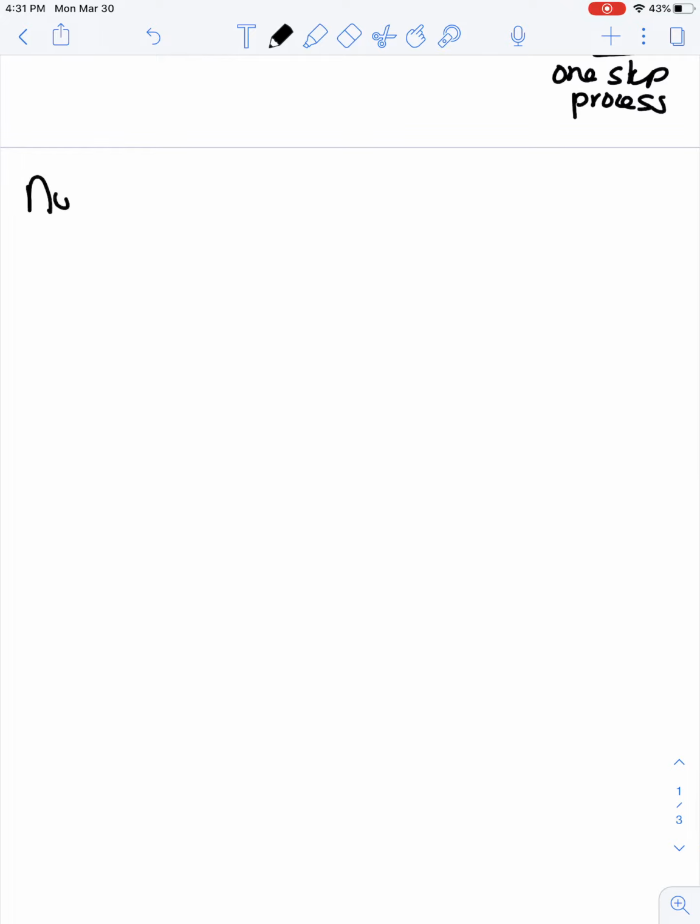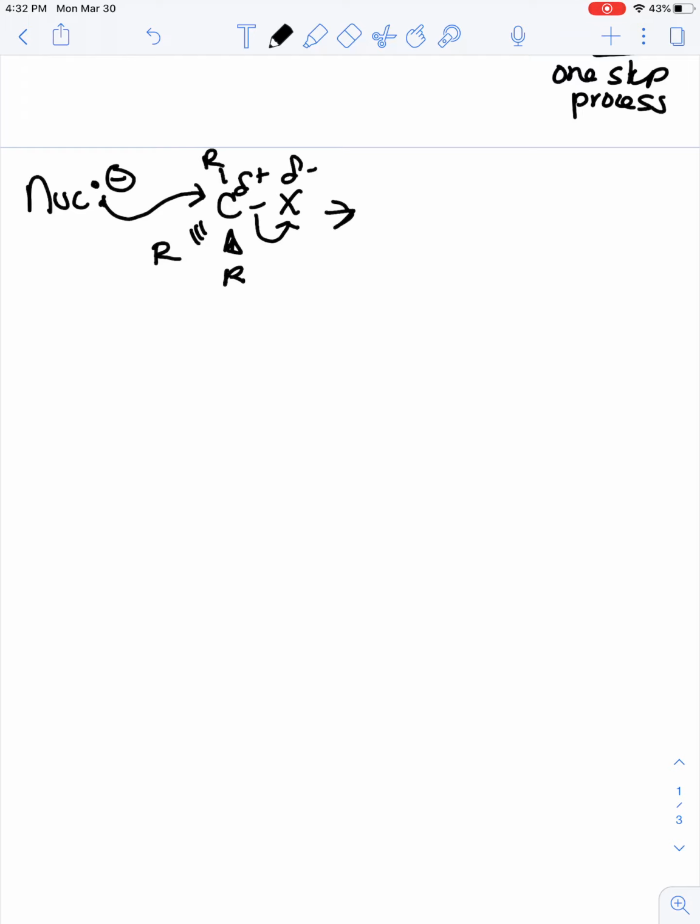So if we look at it in this manner where we have a nucleophile, so again, nucleophile is going to donate its electrons to the substrate. So what happens is the nucleophile is going to come in here and attack the substrate. As that bond is forming between the carbon and the nucleophile, this bond here between the carbon and typically a halogen or your leaving group will be breaking. So our transition state here is going to look like this.